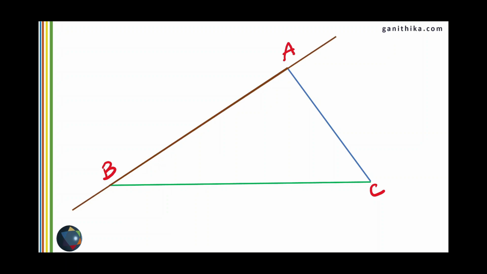Let me extend this side AB and make a parallel line to AB through the vertex C. You already learnt about parallel lines and transversal lines. If you have not, please visit ganitika.com. Under the chapter angles, you can learn about transversal, parallel lines and the angles between parallel lines.